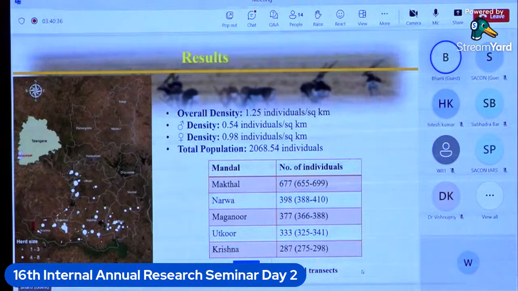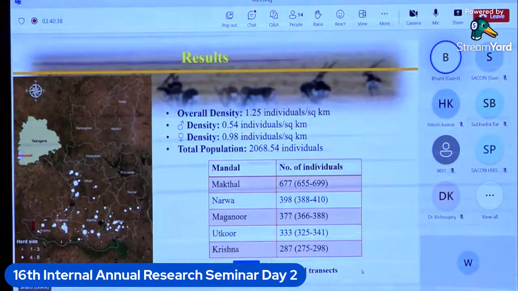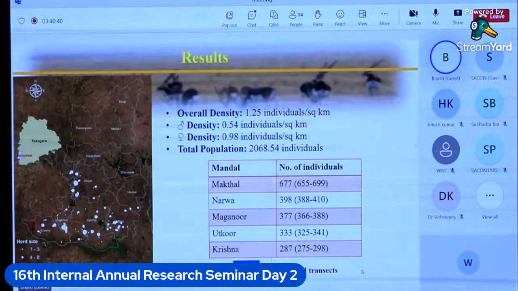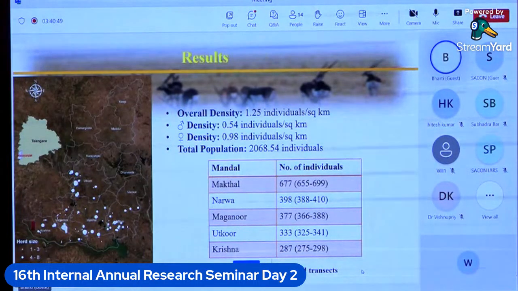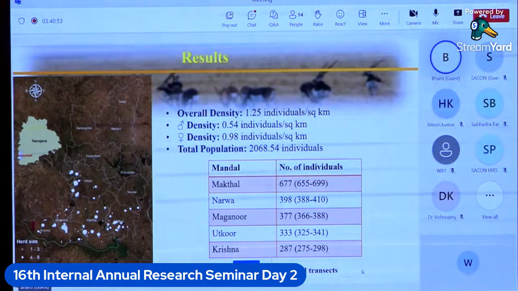Independently for every mandal, the population estimate for Magalur was the highest, and for Krishna mandal was the lowest. Towards your right, the map shows the herd density. The herd density of the blackbuck population was found to be highest in Krishna mandal and lowest in Narva mandal.